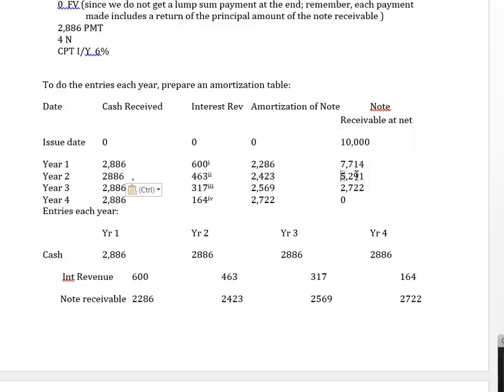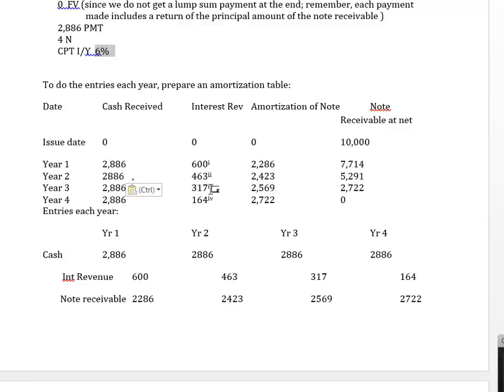So now my note receivable is sitting at $5291 at the end of year two. So for me to calculate for year three how much interest revenue is included in the 2886, I'm going to use the $5291, which was the note receivable value to open year three, and multiply it by my I/Y, my interest, which is 6%, and that's going to give me interest revenue of $317.